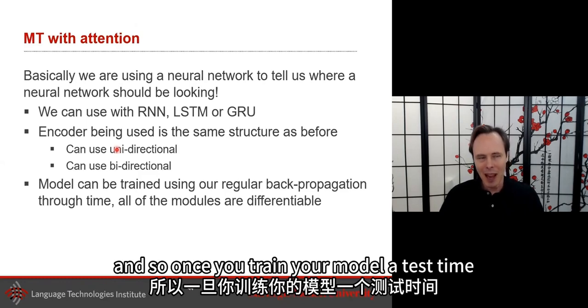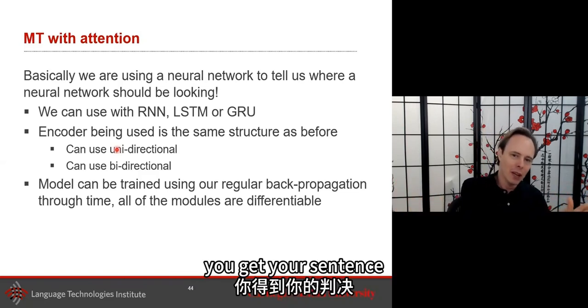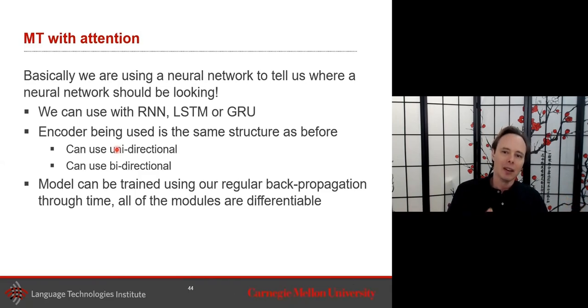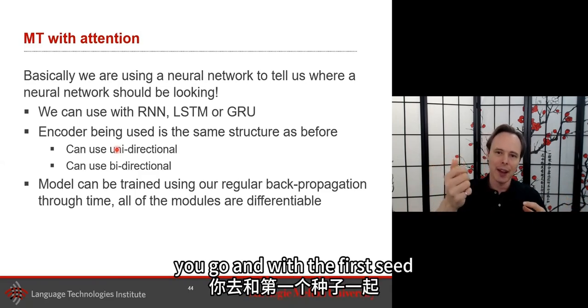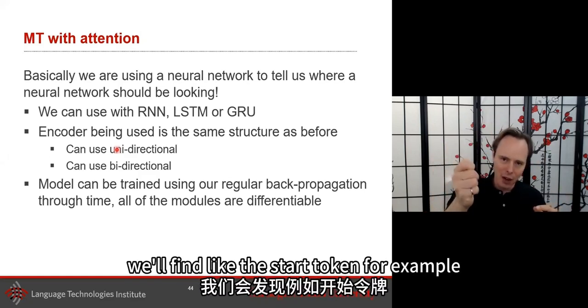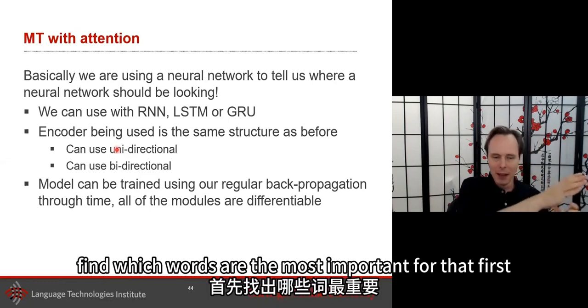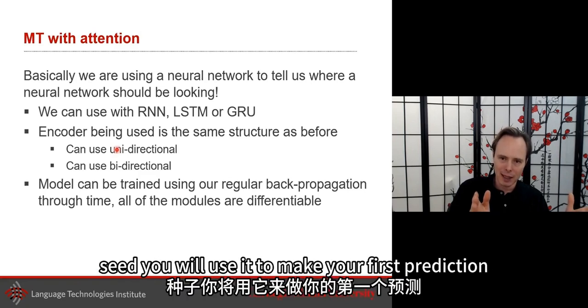And so once you train your model, at test time, you get your sentence, and you, with the first seed, like the start token, for example, find which words are the most important for that first seed.